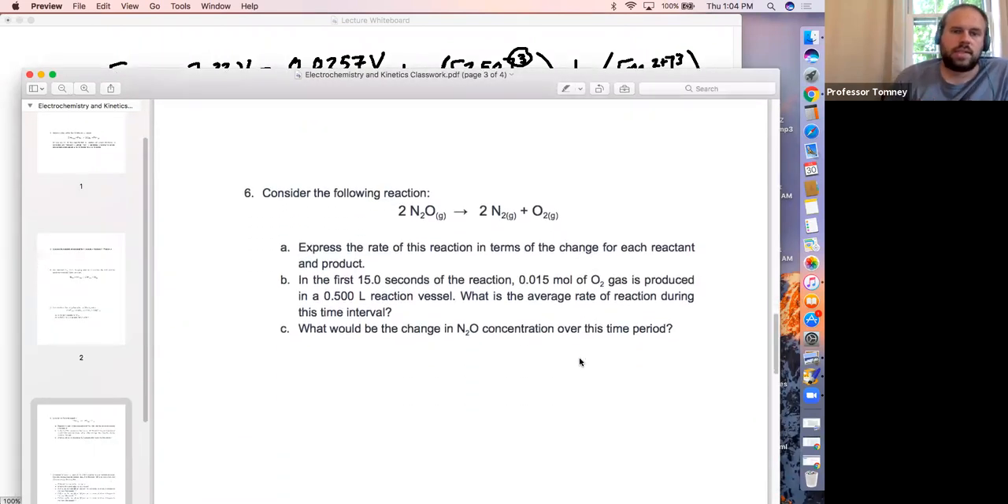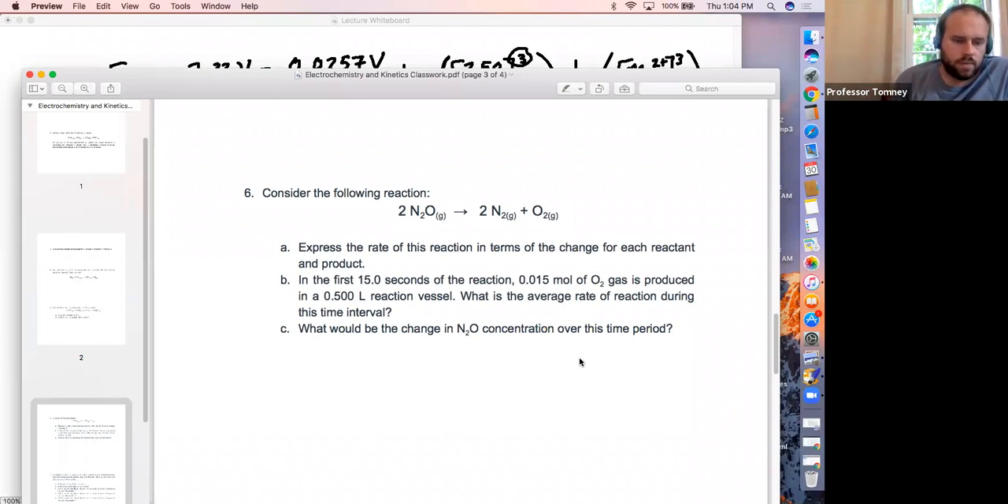Okay, 6 says, consider the following reaction. We're now shifting over to kinetics. We've got the N2O gas going to molecular nitrogen and molecular oxygen, and there are 3 different things being asked here. The first one says, express the rate of this reaction in terms of change for each reactant and product. That's where we're saying the change in this reactant is equal to the gain in this product, which is equal to the gain in this product. We set all of that up, so that'll be the first step.